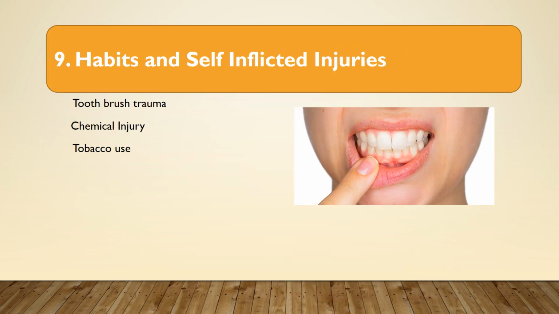So, habits and self-inflicted injuries. You know that injuries that are purposely, unknowingly, or accidentally caused can injure the gingiva and periodontium. So there can be toothbrush trauma, or chemical injury, or tobacco use. That is also, there can be some accessories, jewelries.